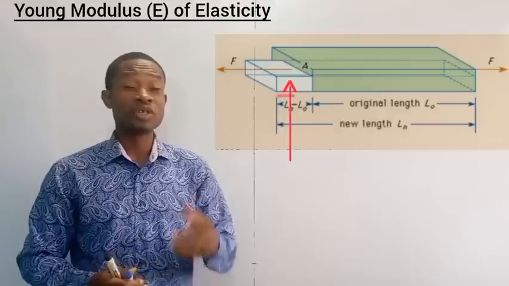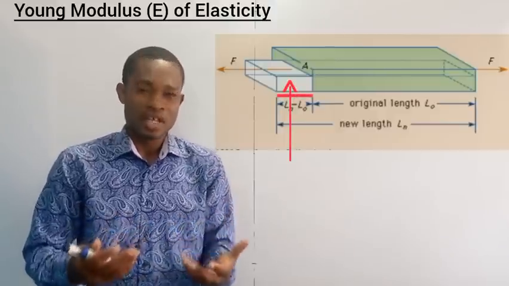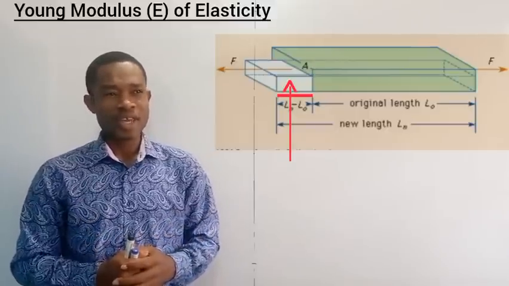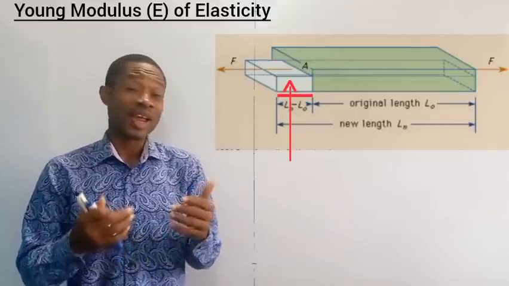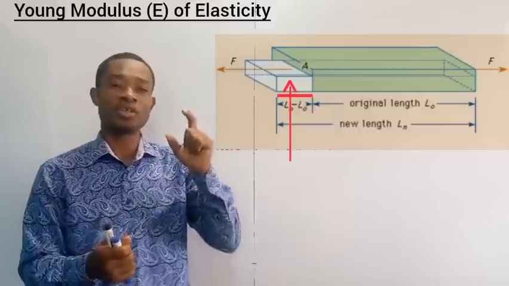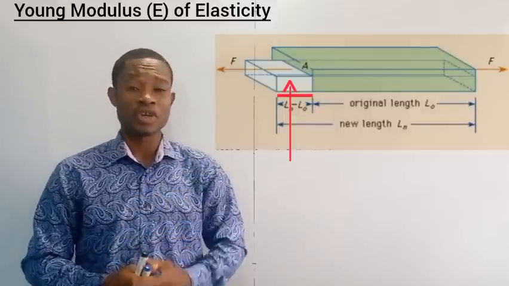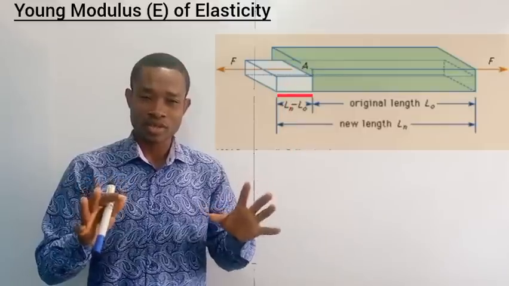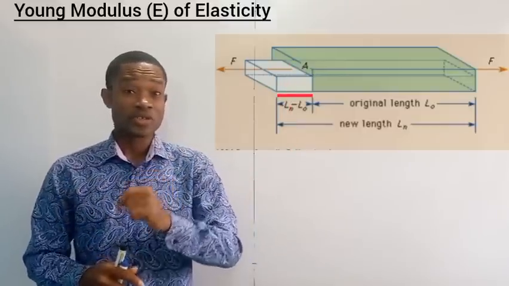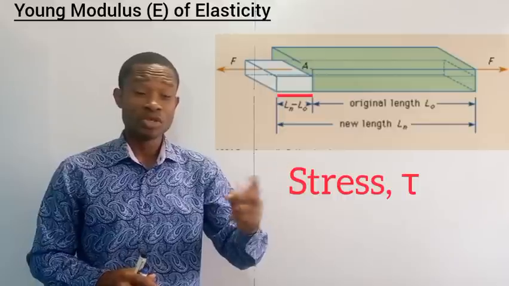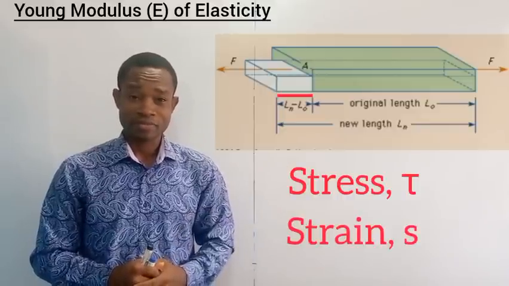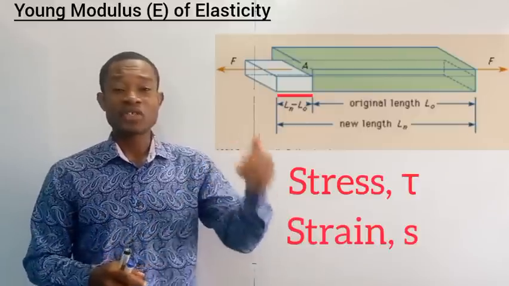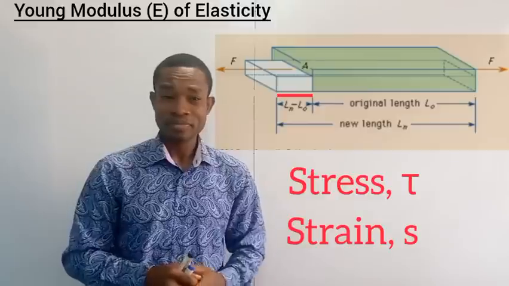Now, if the force produced an extension, as is expected when dealing with Hooke's law of elasticity, one can study the relationship between the extension produced and the original length of this material. Now here we can define two quantities. One, the stress, and two, the strain. We are going to talk about tensile stress and then tensile strain.